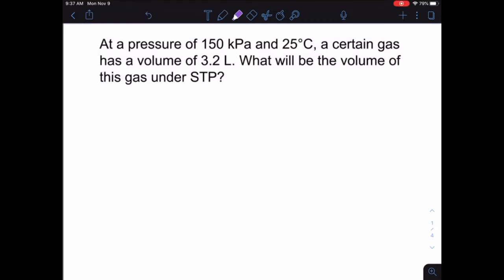At a pressure of 150 kilopascals and 25 degrees Celsius, a certain gas has a volume of 3.2 liters. What will be the volume of this gas under STP?